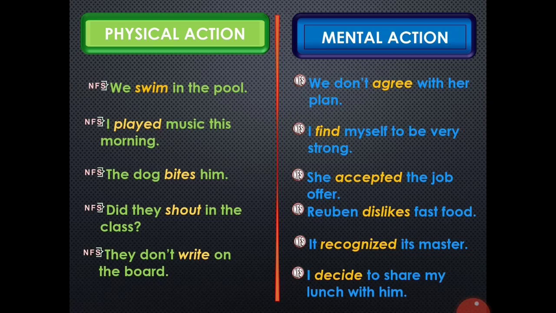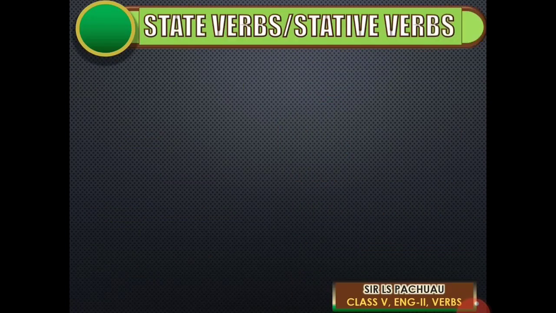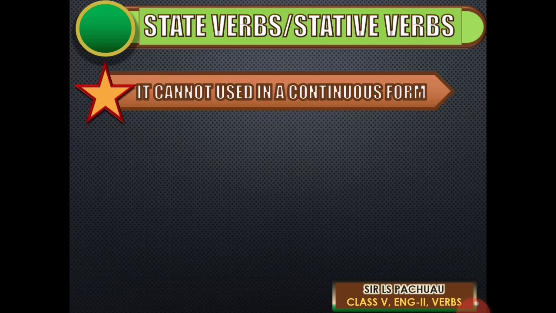You can say no or yes, but that kind of decision making happens in the mind, so that is a mental action. Okay. State verbs or stative verbs cannot be used in a continuous form. Here, I'm sorry, one word is missing here. It cannot be used in a continuous form.